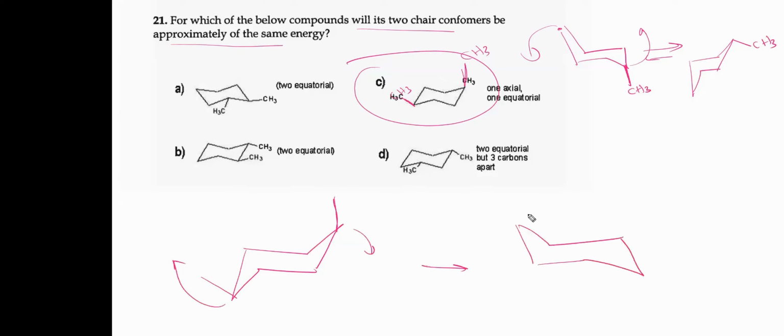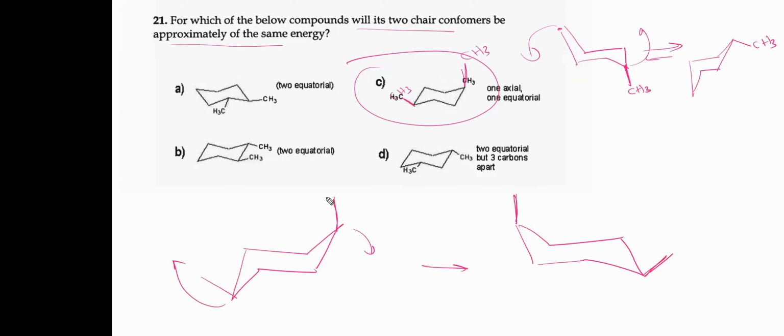If you look at C, we have a methyl group in the axial position and a methyl group here in the equatorial position, CH3. If this molecule undergoes a ring flip, let me draw this out first. We have an equatorial and an axial. If you pull this carbon down and pull this carbon up, you will get to a conformation where the molecule looks like this. Here, this methyl is going to go axial and this methyl is going to go equatorial, which is the same as this.